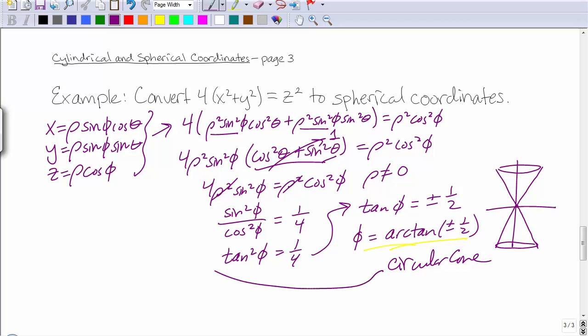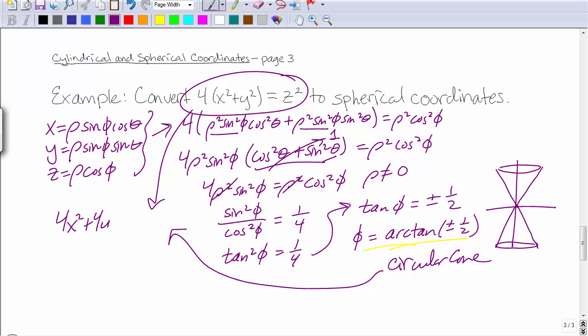In fact, if you go back to the original problem, we have 4x squared plus 4y squared minus z squared equals 0. Just like what we saw with the cylindrical problem, which became 4r squared equals z squared, or z equals plus or minus 2r. In all of these cases, we had the circular cone. The shape did not change, but the equations did based on the coordinate system.